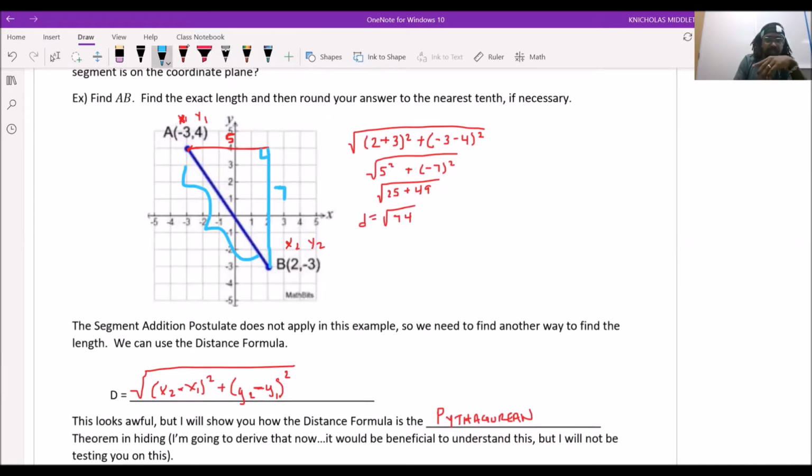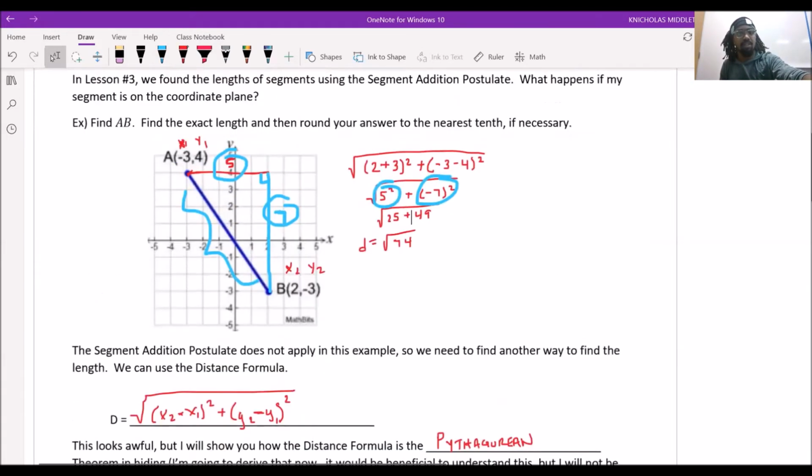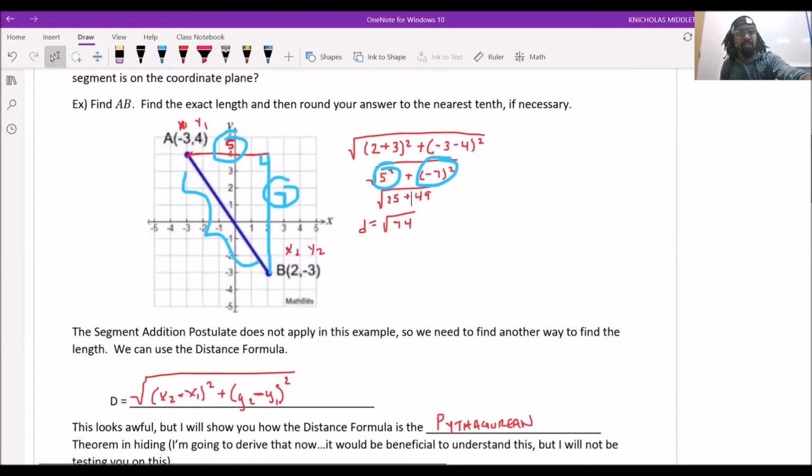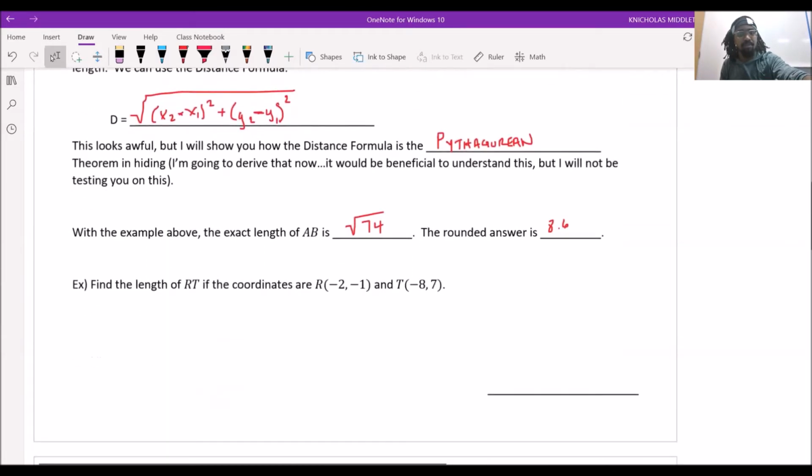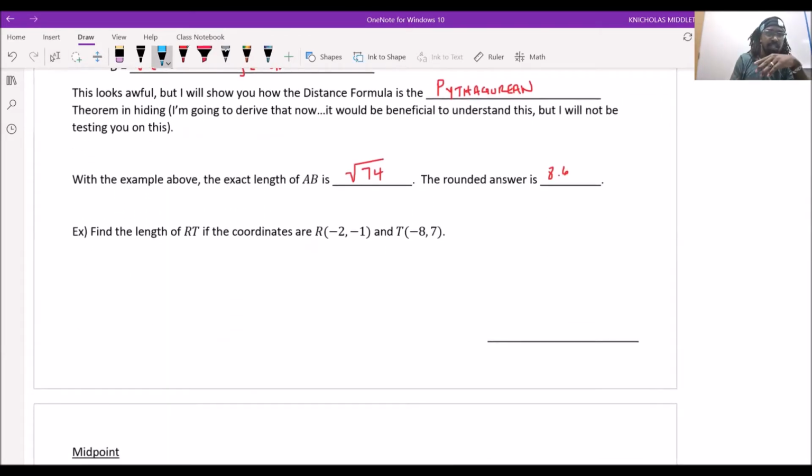You'll notice that these numbers that we found, 5 and 7, are the same numbers that end up being in our distance formula. Okay, so if that's a little bit easier for you to understand than remembering the formula, then that's what the formula is doing. Okay, so we can use that here, whether you want to use the distance formula or Pythagorean theorem, either one's fine with me.